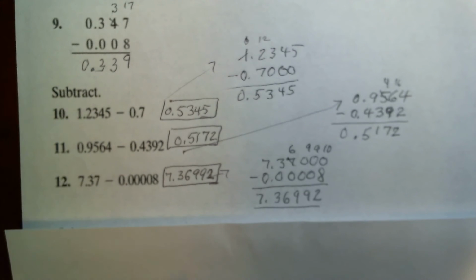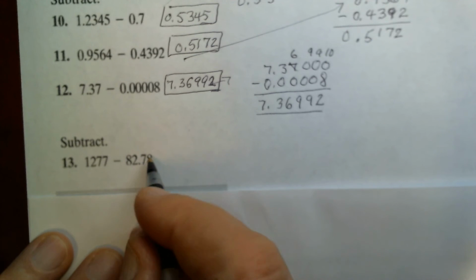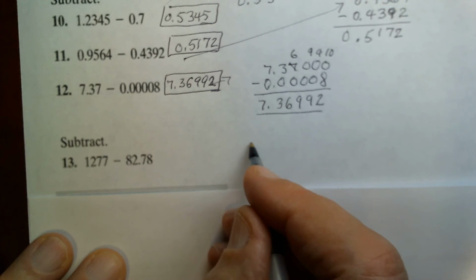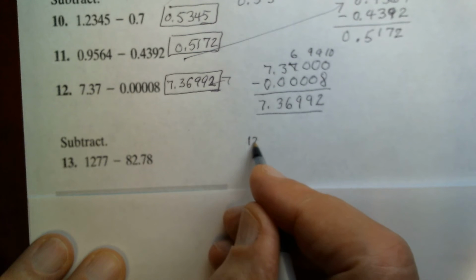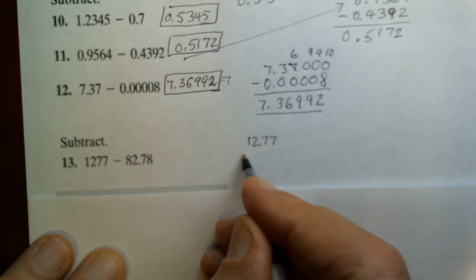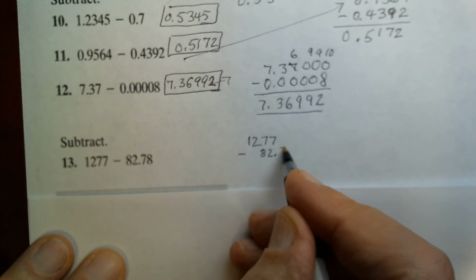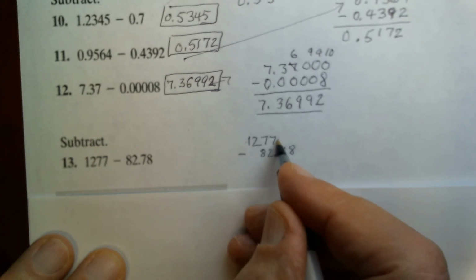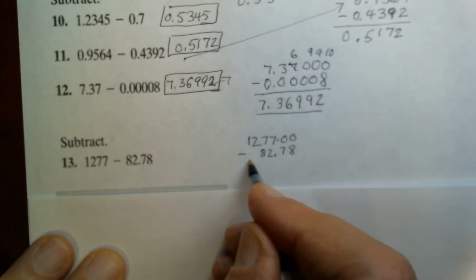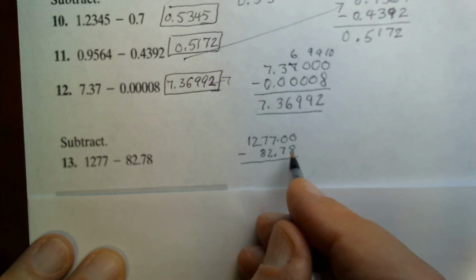So here you have a summary of 4 different examples. When you arrange number 13 in vertical format, we have 1,277 minus 82.78. Let's add 2 zeros here, so we have the same number of decimal places.